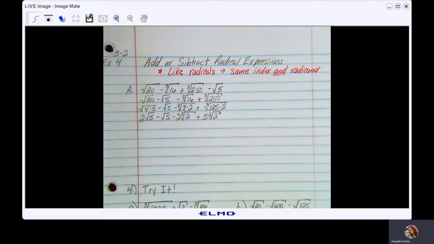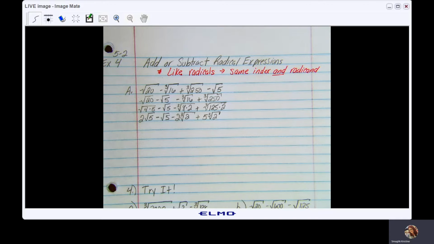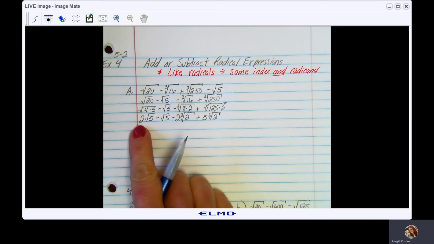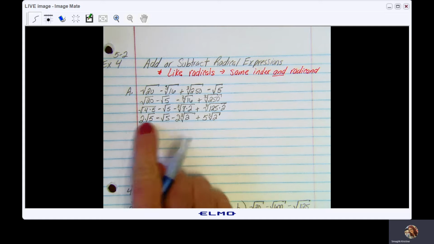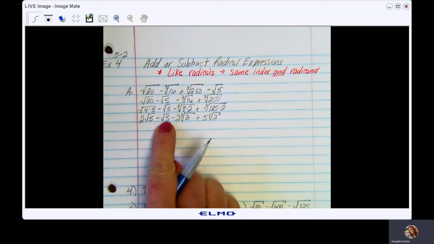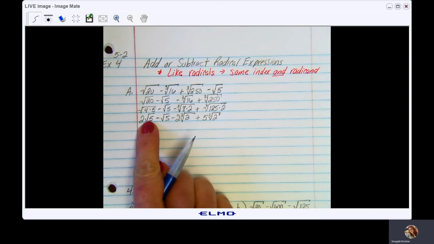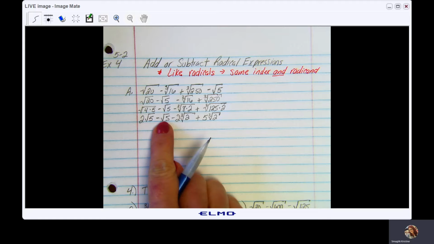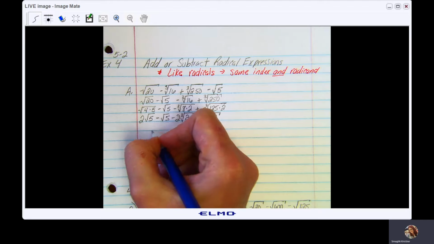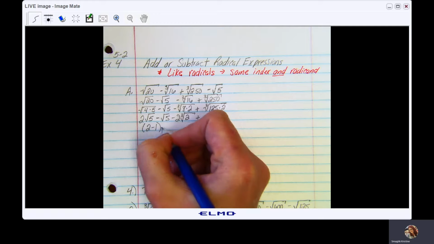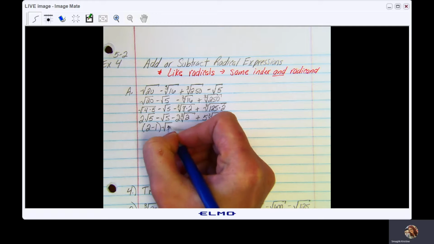And so now what we're going to do is almost like combining like terms. You can almost think of this 2 as a coefficient. It's technically not, but you're just taking the numbers outside of the common radical. We have the common index and the common radicand. So here I have 2 times the square root of 5 minus 1 times the square root of 5. So 2 minus 1 is just 1. Let's write this off to the side for the sake of being clear.